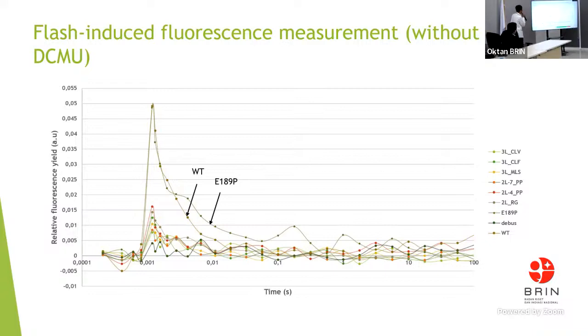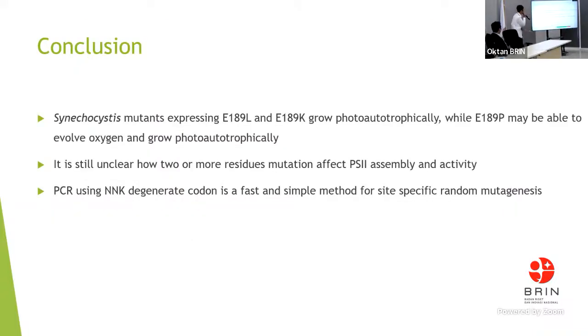And then next slide. So to conclude, Synechocystis mutants expressing E189L and K grow phototrophically, while the E189P may be able to evolve oxygen and grow photoautotrophically. However, it's still unclear how more than one residue mutation affects the photosystem assembly and activity. So we need more screening, more experiments, more analysis. And third, PCR using the NNK codon is a fast and simple method for site-specific random mutagenesis.